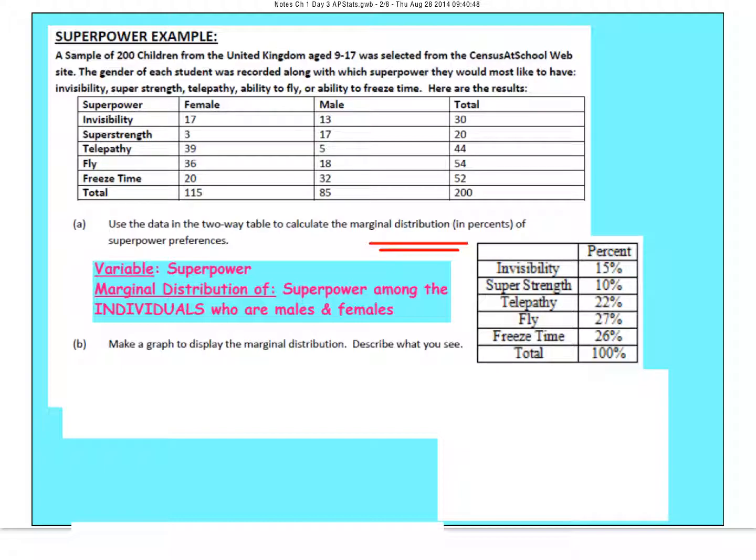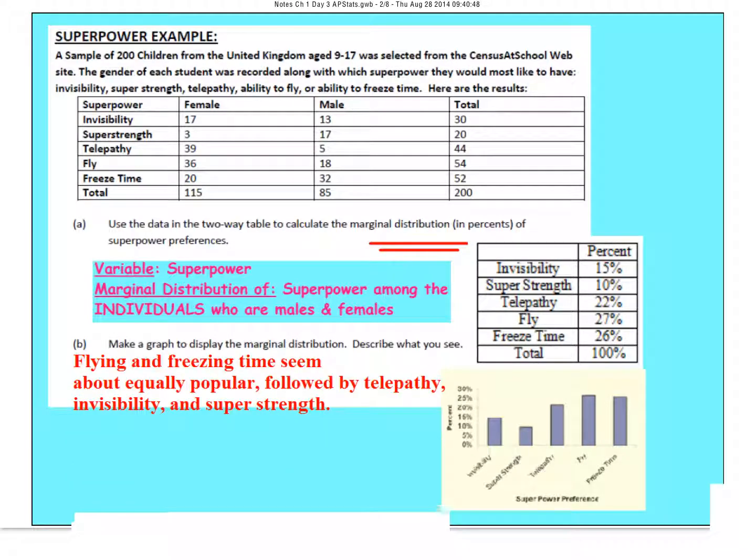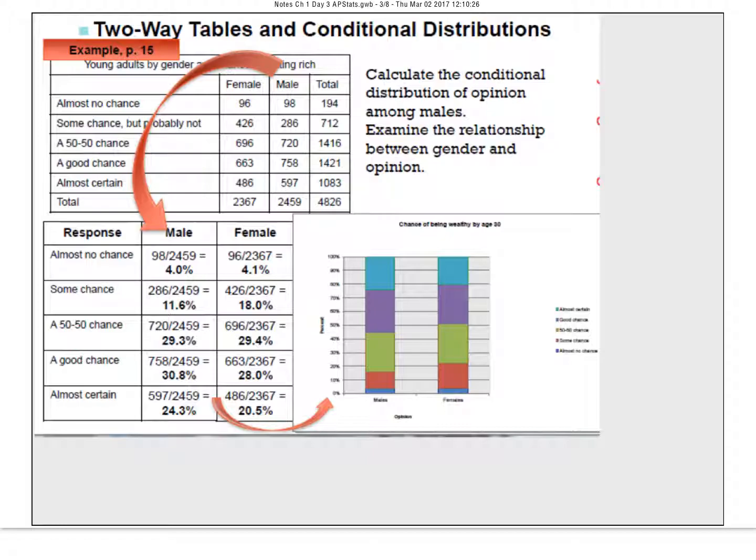Part B: they want us to make a graph to display the marginal distribution and describe what you see. For making our graph, this is going to be on the horizontal axis, and our labels for the percents will be on the vertical. We're going to make sure to label everything. That graph could look something like this. Now, what do we see? A good explanation: if you analyze this, it looks like flying and freeze time are maybe the most popular. So a good way to conclude is to say flying and freeze time seem about equally popular, followed by telepathy, invisibility, and super strength. That's a good description.